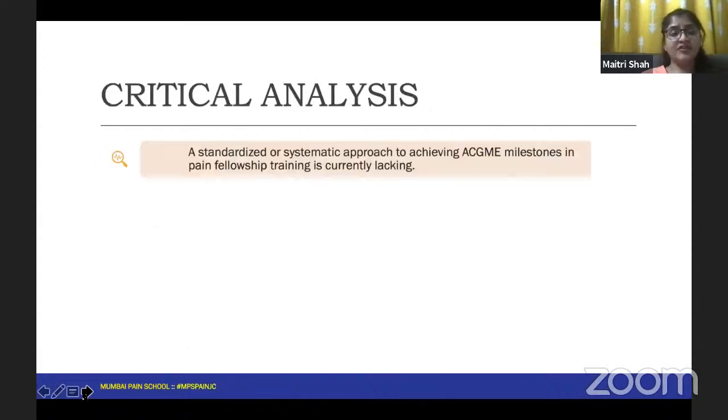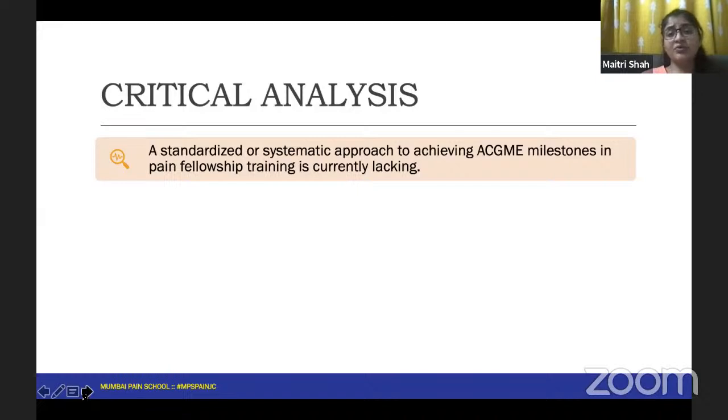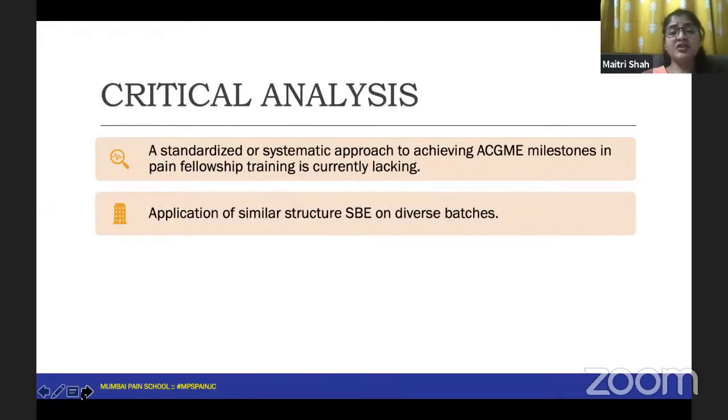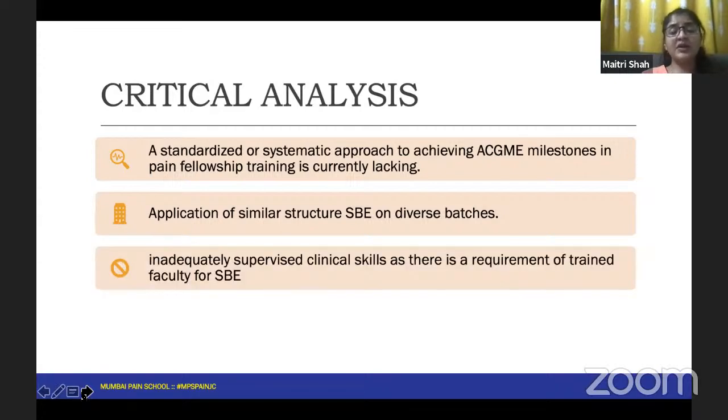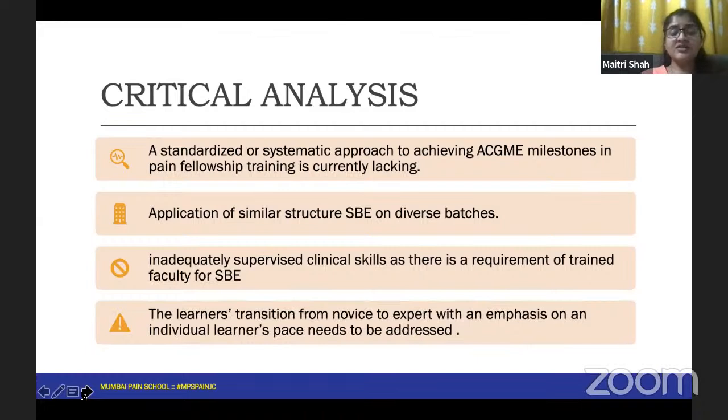Critical analysis. First, a standardized or systemic approach to achieving ACGME milestones in pain fellowship is currently lacking. Application of similar structured SBE on diverse batches: since this was just one batch, how the simulation works for different batches is also important. Next, inadequately supervised clinical skills, as there is a requirement of trained faculty for SBE. Last, the learner's transition from novice to expert, with an emphasis on the individual learner's pace, needs to be addressed.